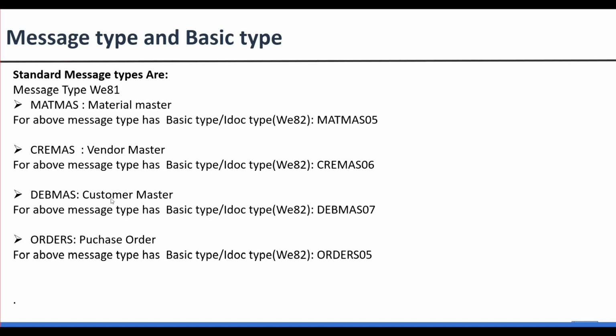And DEBMAS is nothing but customer master data. If you want to transfer the customer master data, this is the message type you should use. The basic type or IDOC type for this message type is DEBMAS07. And ORDERS is nothing but a purchase order. This is transaction data. MATMAS, CREMAS, and DEBMAS are master data related, and ORDERS is transaction data. This is the purchase order. For this purchase order, the basic type is ORDERS05.